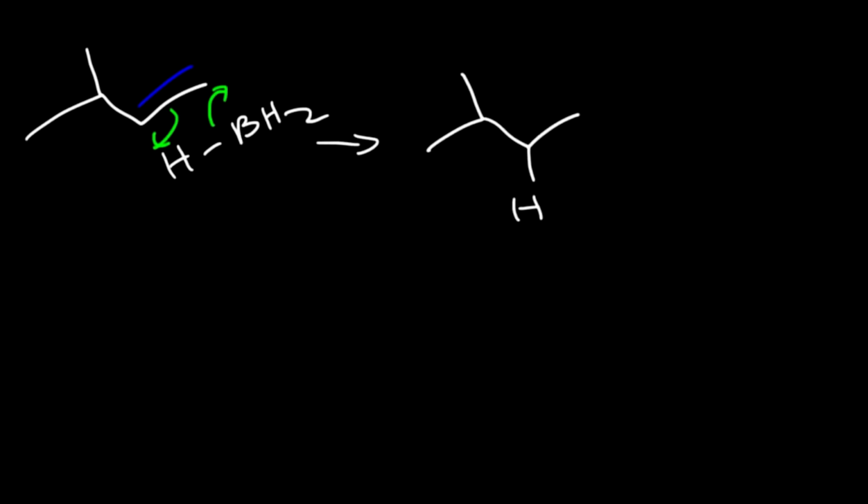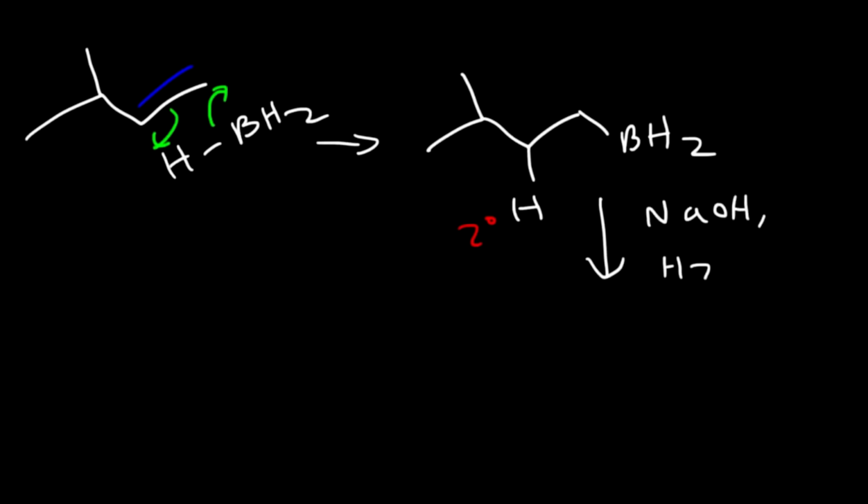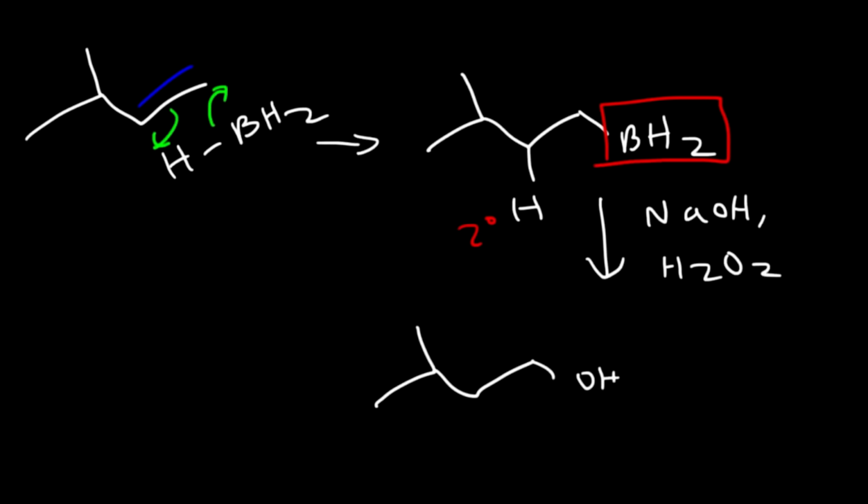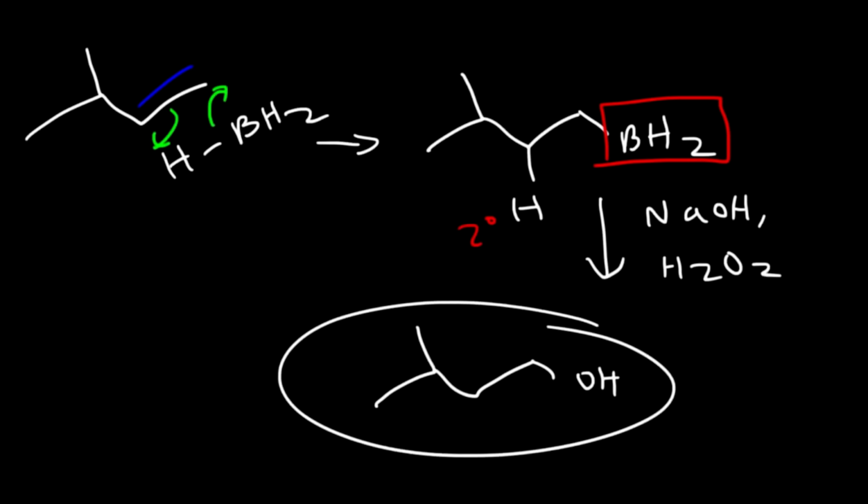The hydrogen is going to go on the more substituted carbon, since hydrogen is more electronegative than boron, and the BH2 group will go on the less substituted carbon. Now, once we add sodium hydroxide with hydrogen peroxide, the net result is that the BH2 group will be replaced with an OH group. And so, this is the product for that reaction.